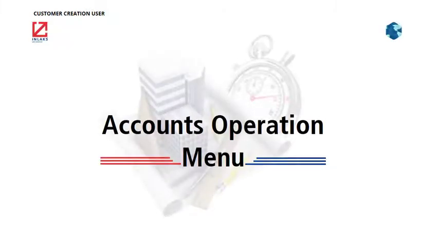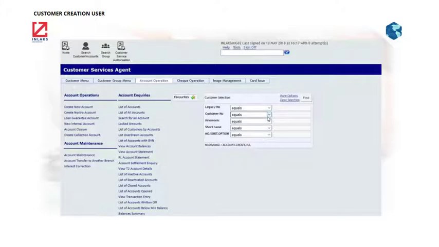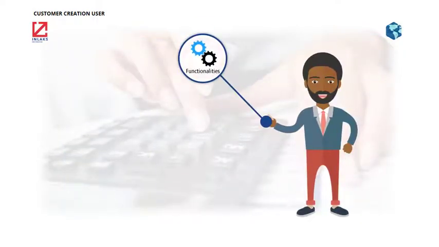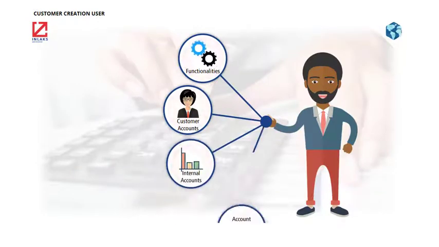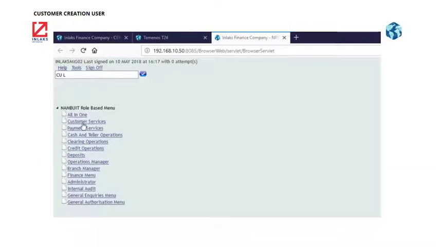Accounts Operation Menu. The Accounts Operation Menu in IBS provides for the various functionalities relating to the setup of customer accounts, internal accounts, and account closure. Step 1. Click Customer Services from the main menu.